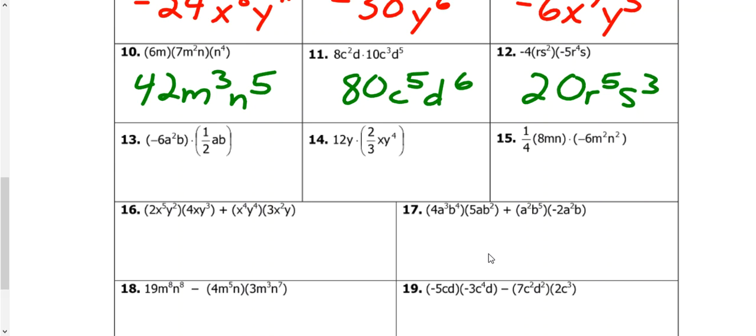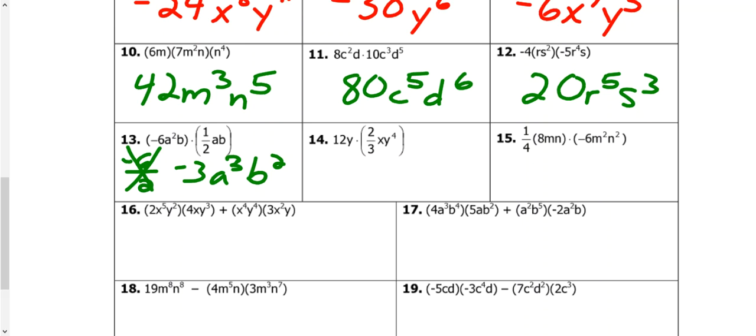So negative 6 times 1/2, remember when we're multiplying fractions, we just multiply straight across. So that would be negative 6 times 1 gives us negative 6 over 2, and that's the same thing as negative 3. So I'm going to cross that out because we don't have that. So negative 3. A squared times a to the first would be a to the third power. And then b times b would give me b to the second power.